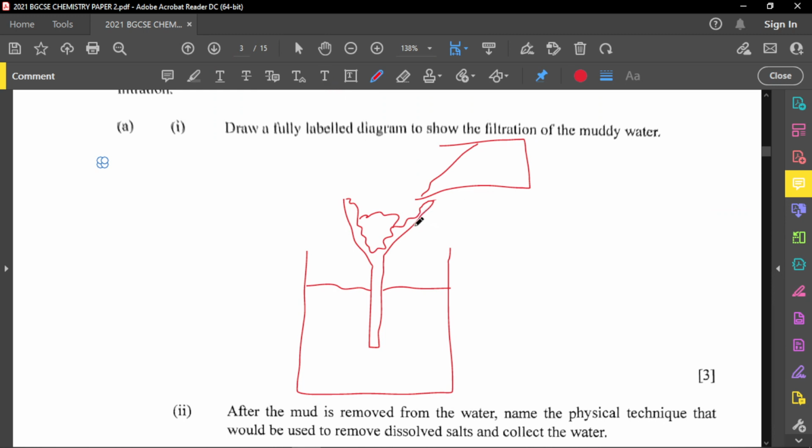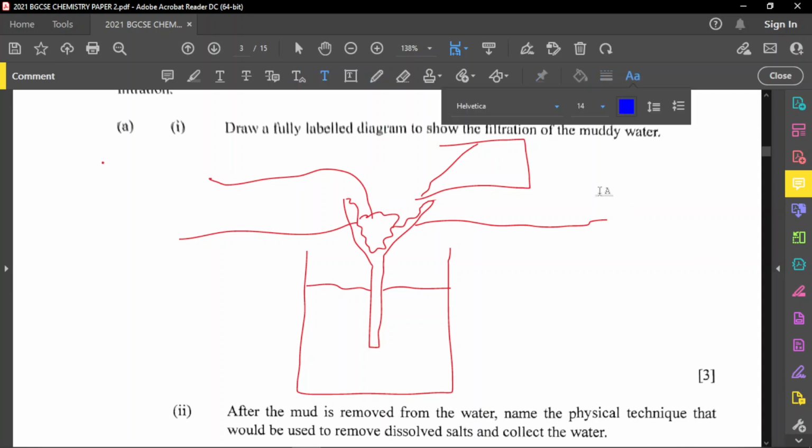Let me draw a line here. Let me draw another line right here as well. Let me draw a line right here. Those three things, and I could label from there. I'm going to label all three now. As a matter of fact, I'm going to label as much as possible. So here is the filter funnel. So this will be the filter funnel.